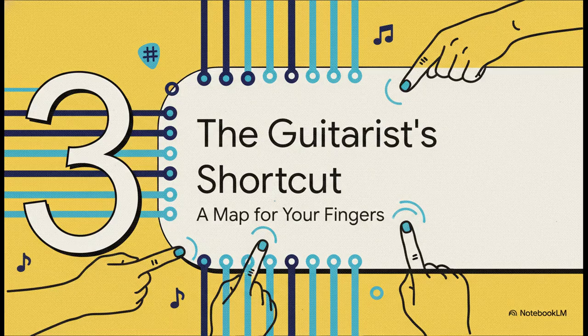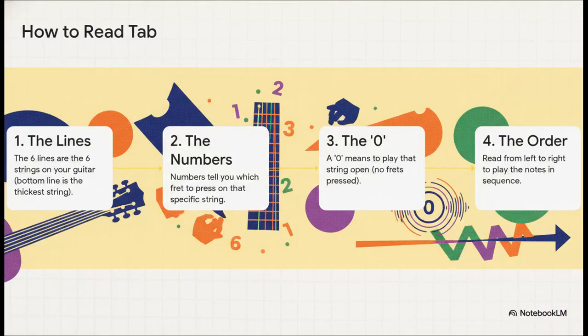Okay, so we've got the universal language down. Now let's get to the fun part. I like to call this the guitarist's cheat code. Tab is less of a language and more of a literal map for your fingers. This is just so straightforward. The 6 lines are your 6 guitar strings. Super important, the bottom line is your thickest, lowest string. It's like you're holding your guitar and looking down at it.